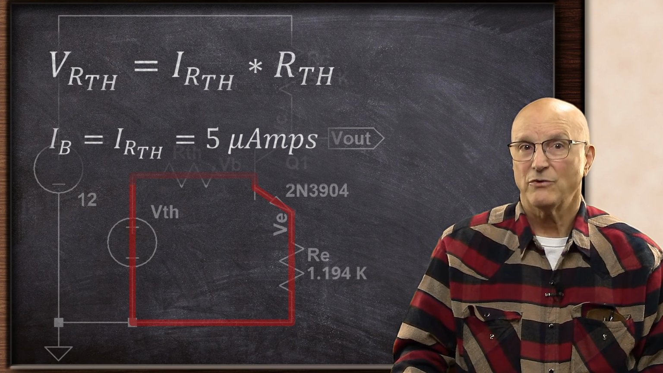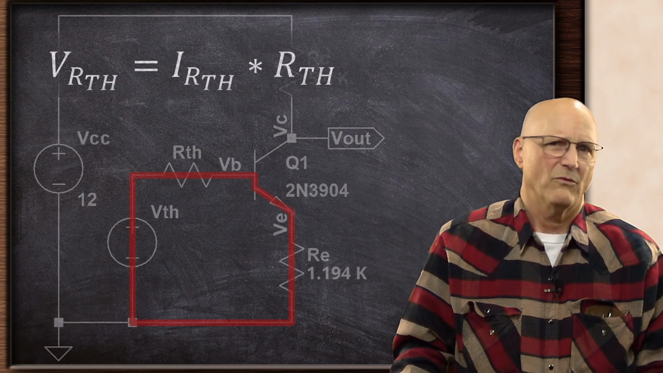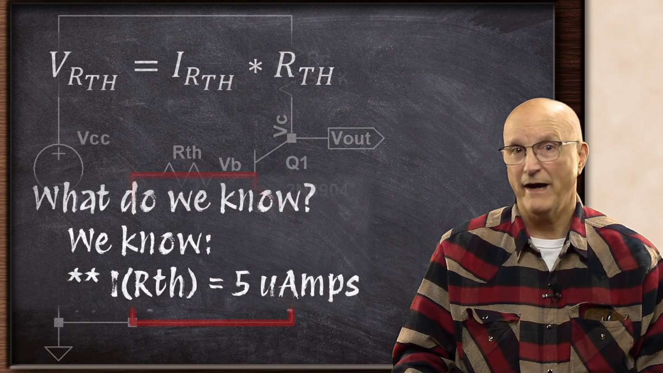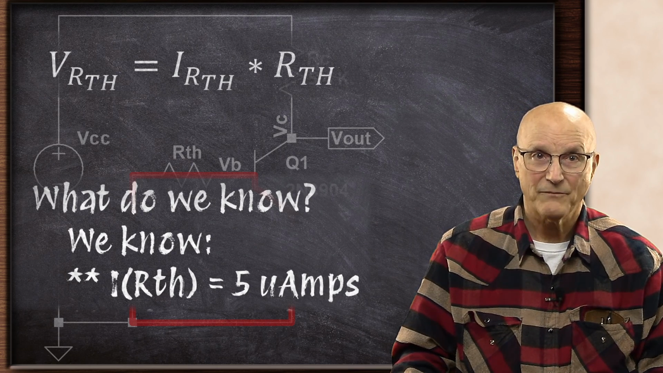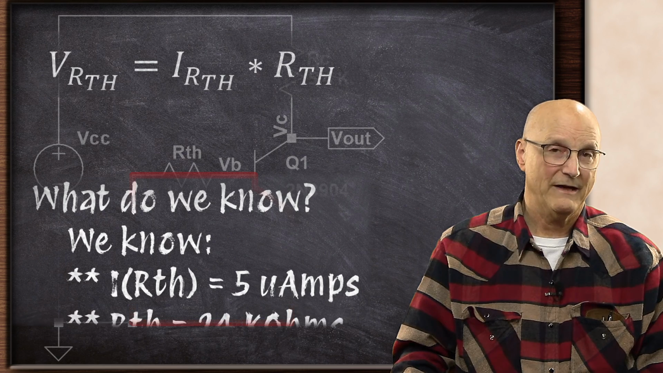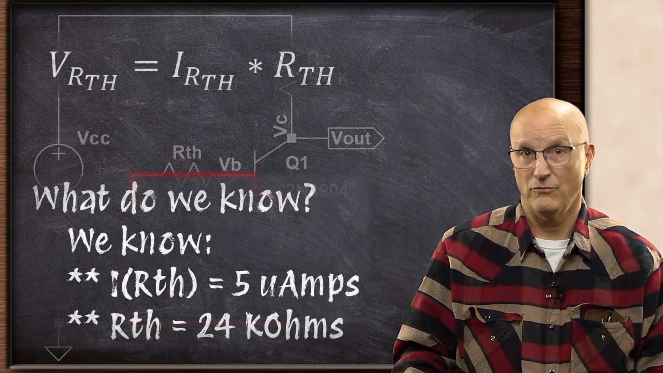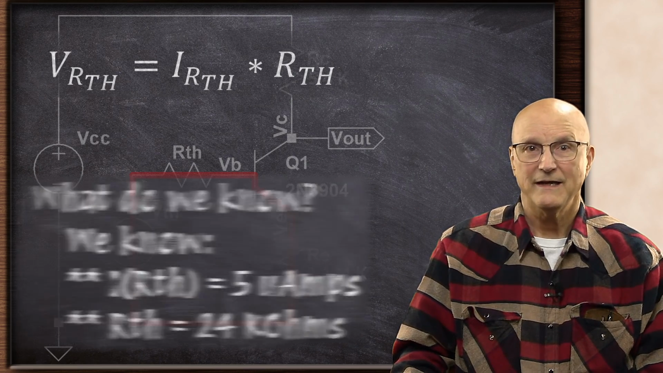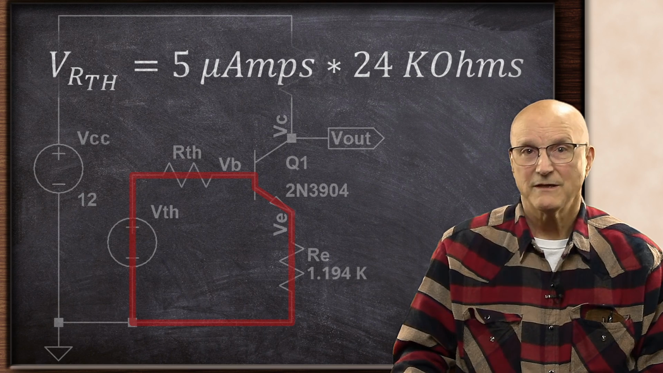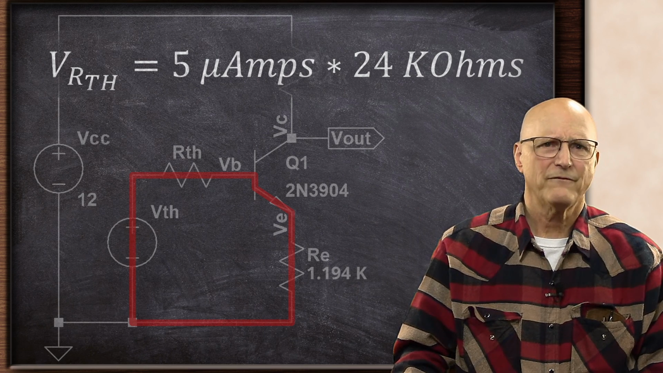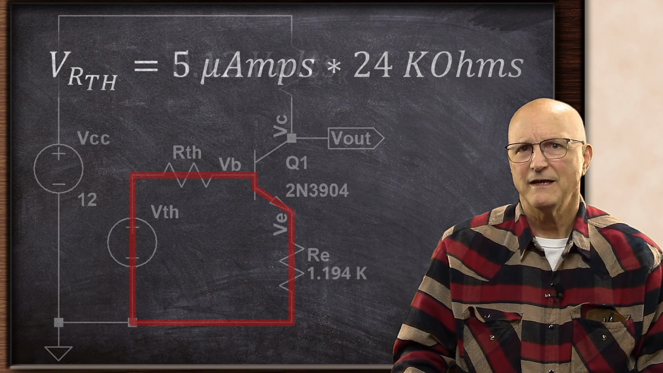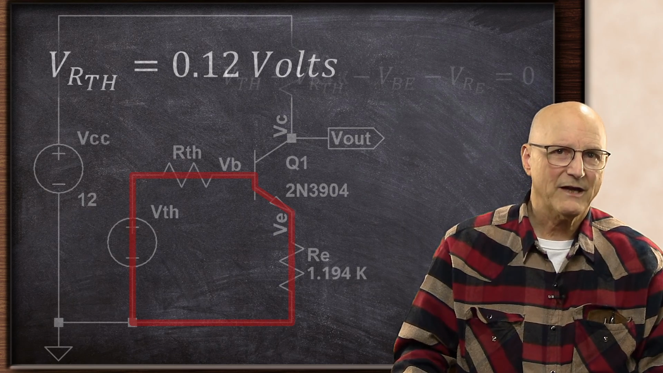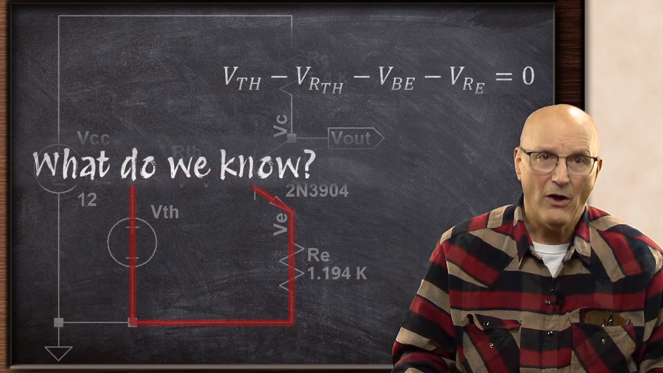Now we get to go back to our Ohm's law equation. So what do we know? Now we know that the current through our Thevenin resistance is 5 microamps by design constraint, and the value of our Thevenin resistance is 24 k ohms per our rule of thumb. This gives us the voltage across our Thevenin resistance is equal to 5 microamps times 24 k ohms, so the voltage drop across our Thevenin resistance is 0.12 volts.